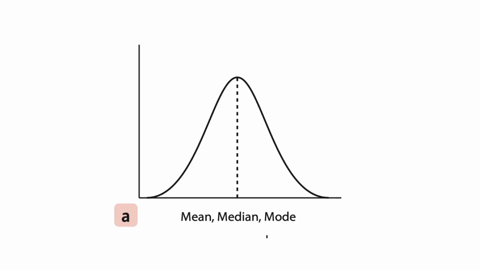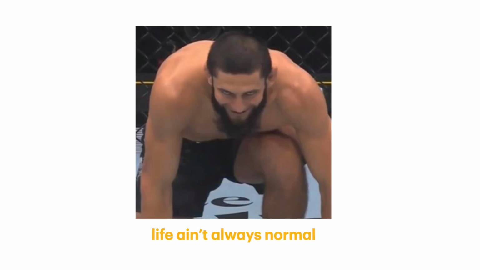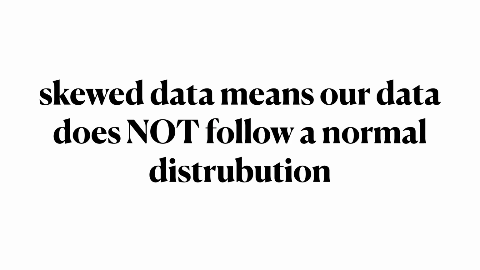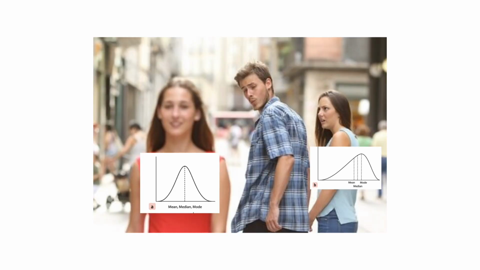This is the classic picture of a normally distributed curve, and you will notice that in a normally distributed curve, the mean, the median, and the mode are all exactly the same. However, life is not always normal. This is where we are introduced to the idea of outliers and skew. Skewed data means any data that does not follow a normal distribution. It doesn't have that perfect symmetric bell curve, and the data is skewed towards a direction, either to the right or to the left.